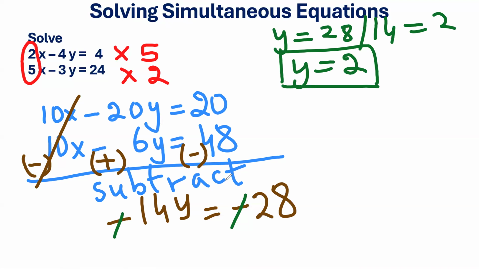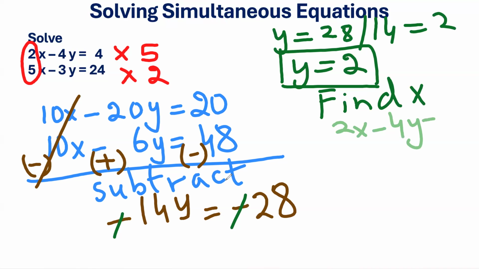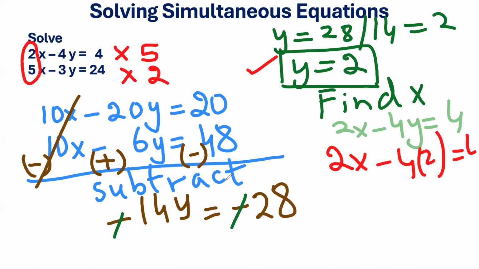Now to find x, you can use any equation. I'm using equation number 1. How to find x? Equation number 1 is 2x minus 4y is equal to 4. You can substitute the value of y. What is the value of y? You have just finished with it. Y is equal to 2.